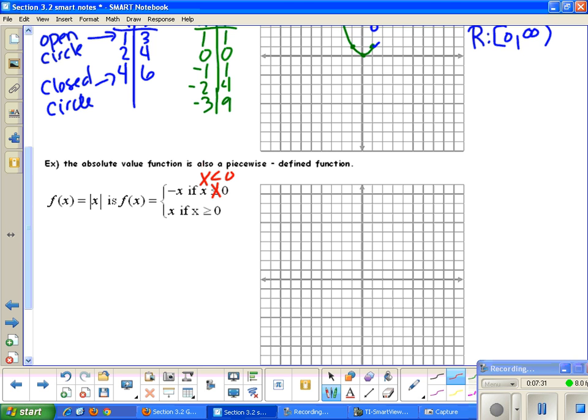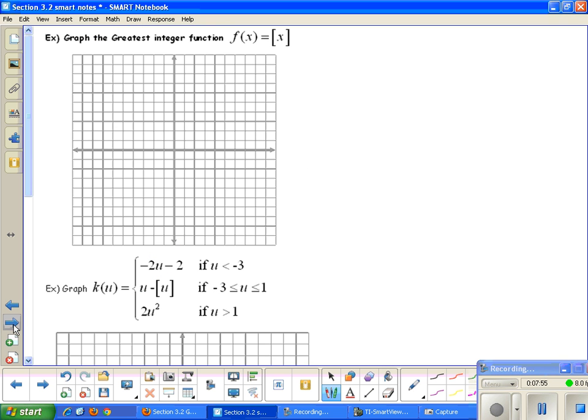When you graph it, I'm not going to take the time to graph them each separately, but one side of your graph would go this way. The other side of your graph would go this way. The domain for this is all real numbers. And the range is from 0 to infinity. So like I said, we're not going to worry about that one because we've graphed absolute value before. Let's do some harder problems.